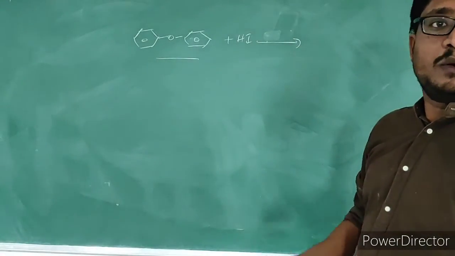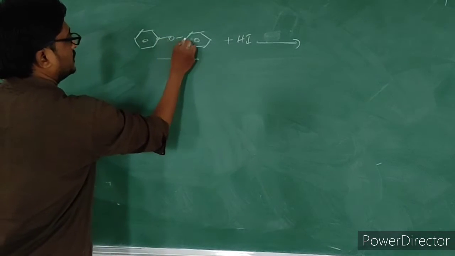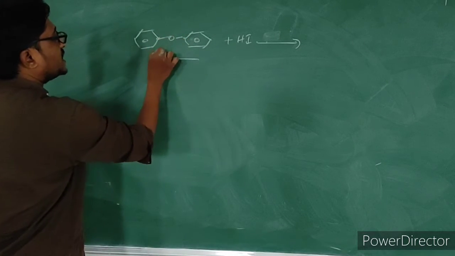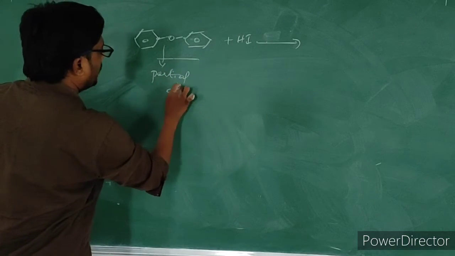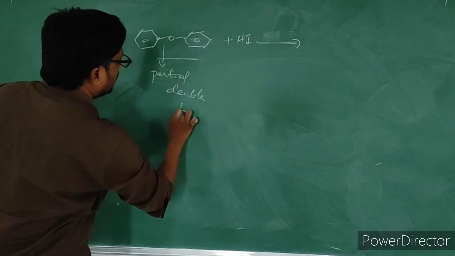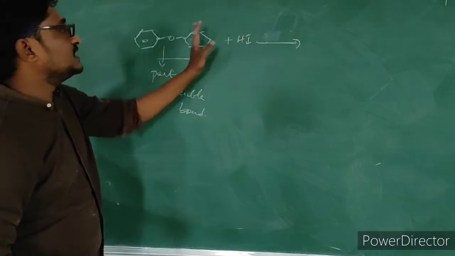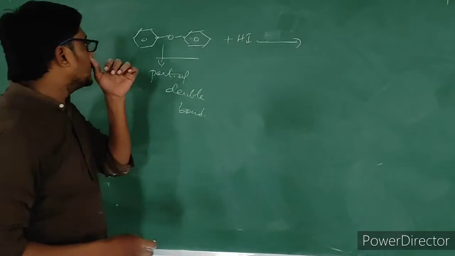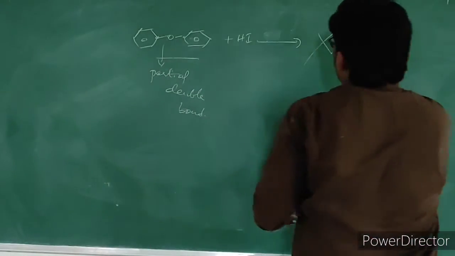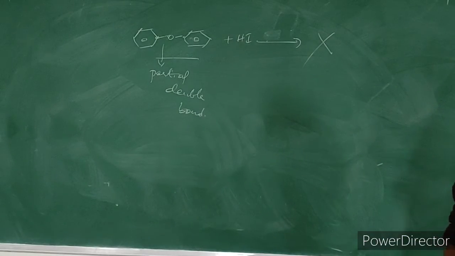The reason I have already said: between this carbon and oxygen, a partial double bond will be present. Due to the presence of this partial double bond, it cannot be cleaved by hydrogen iodide. Hydrogen iodide cannot cleave this double bond and product will not be produced. So in objective questions, this is important.